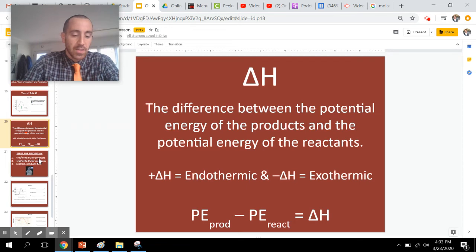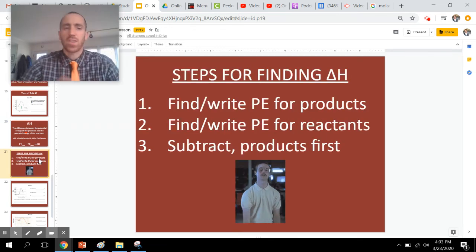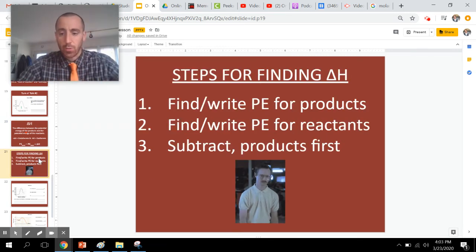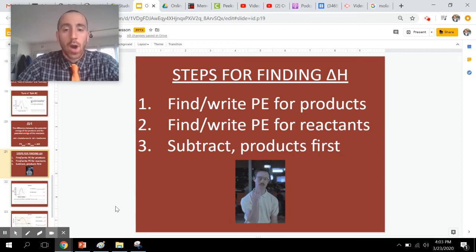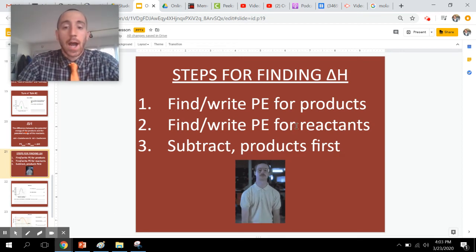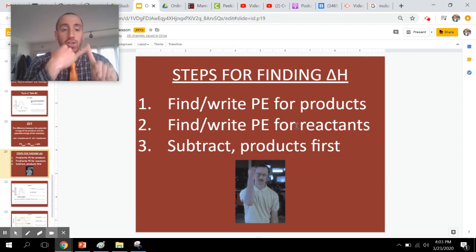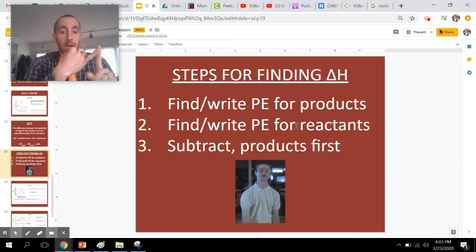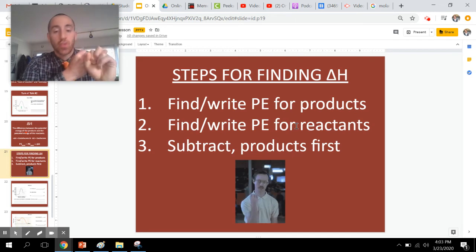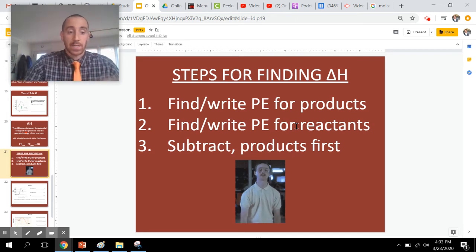Okay. The second thing you might want to copy down are the actual steps. Some of you guys are like, good, Mr. Barone, I get it. I don't need any more details. But if you want concrete steps to follow, I always find the potential energy of the products first, write it down. Then I find the potential energy of the reactants and I write it down. I always subtract products first and then I get my answer.